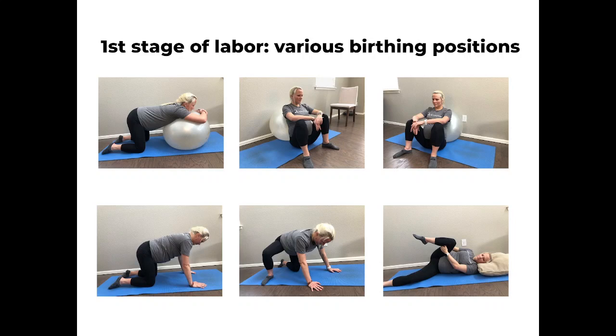And then also, how do positions affect labor and birth? So a more upright position can actually promote progression of slow labor, while lying positions can slow down rapid labor. So keep that in mind if you feel like things are going too fast and you need to slow down a little bit. Maybe you need to be more in a lying position, or if you've been laboring for a while and need to speed things up, try some of the more upright positions.